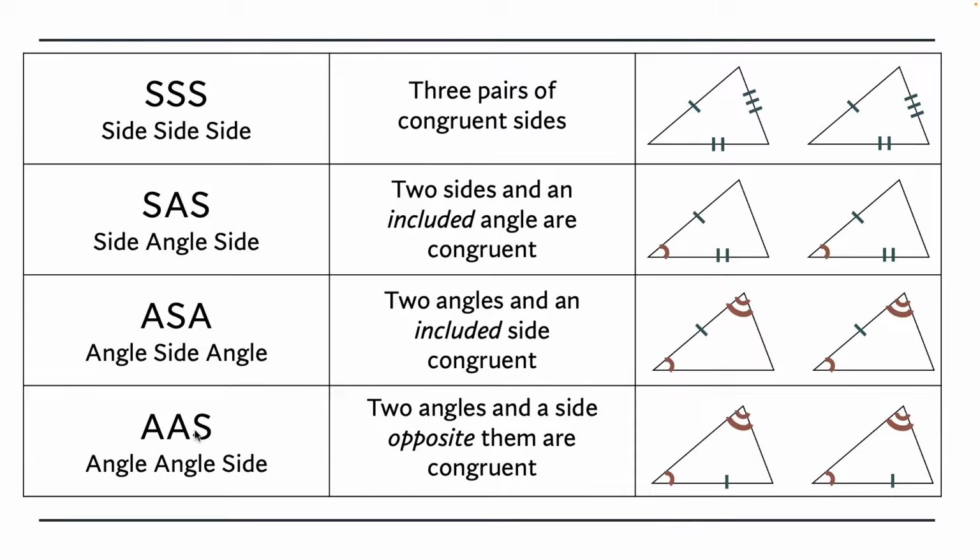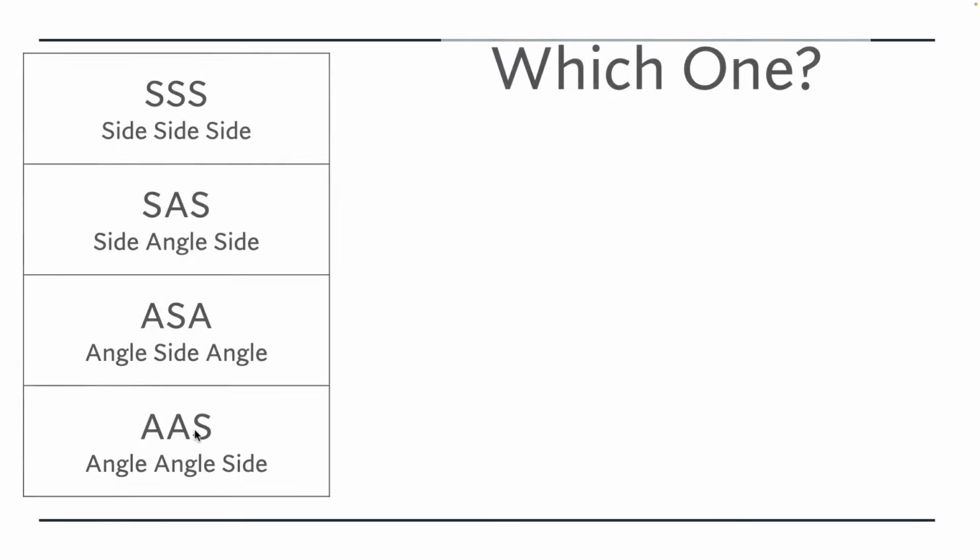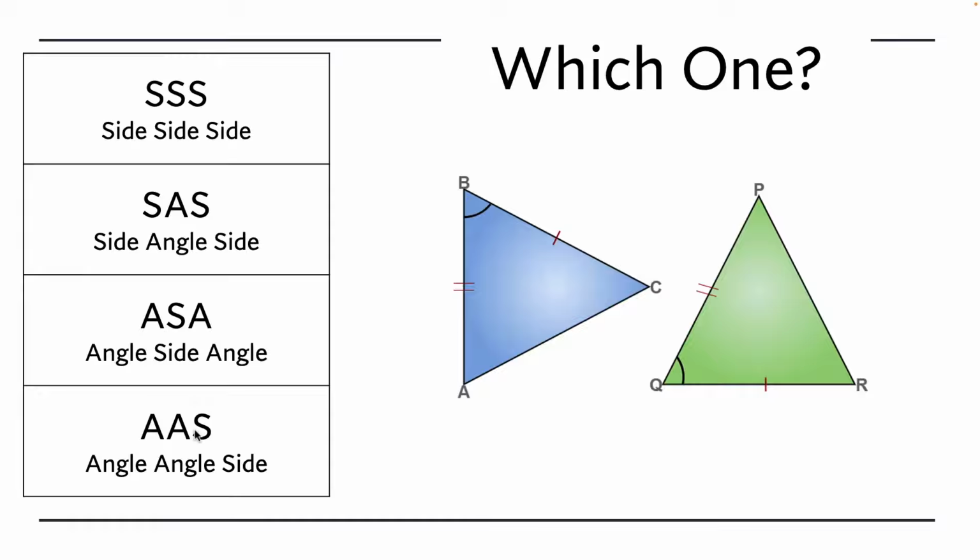So before we dive into actually proving that 2 triangles are congruent, let's see if we can just recognize which of the shortcuts we would use in a couple different scenarios. So which shortcut would work for these 2 triangles? Well, what do we have here? We've got 2 sides that are marked congruent, right? And then the angle that's between them. So 2 sides, and the angle between them. So that's the side, angle, side shortcut.